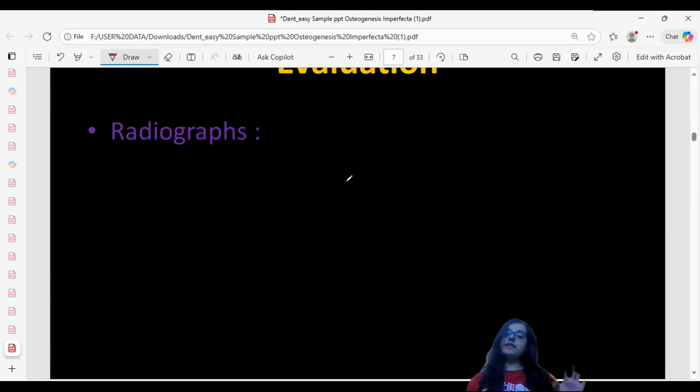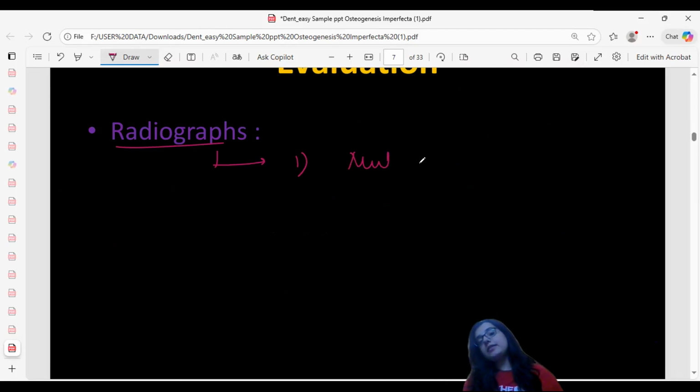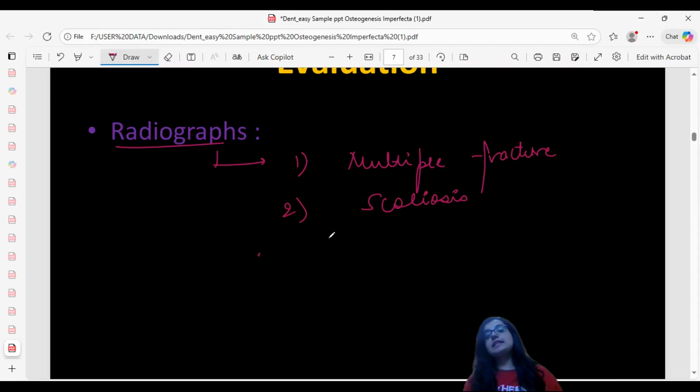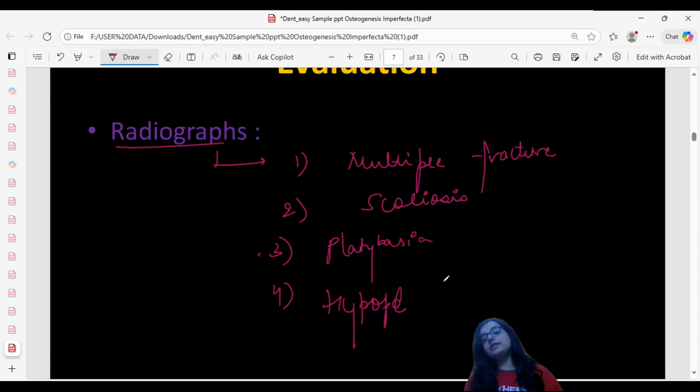Then evaluation, radiographs: we can see the multiple fractures. Definitely, if we take a radiograph, we will see multiple fractures. In severe cases, scoliosis can be there. Platybasia can be there. There can be an abnormally formed, hypoplastic maxilla. If we take radiographs of the teeth region, we can see some pulpal obliteration.